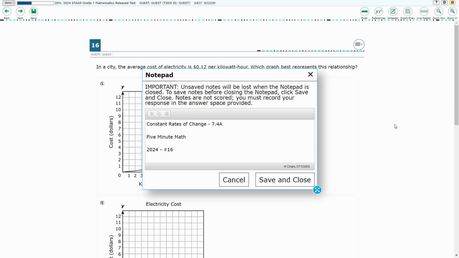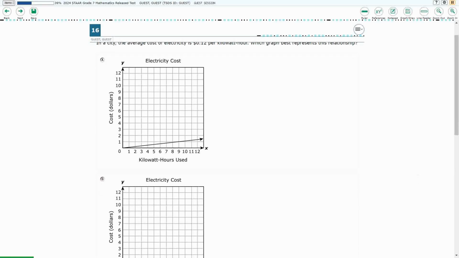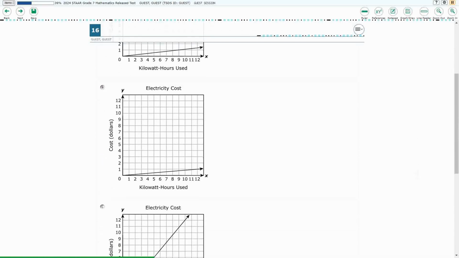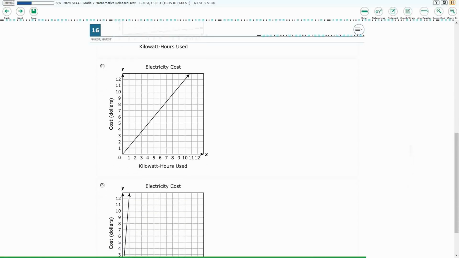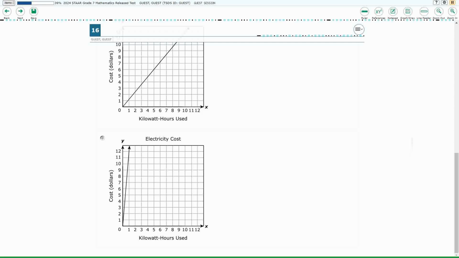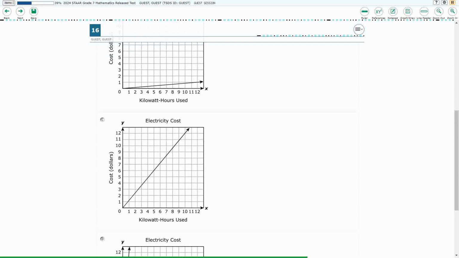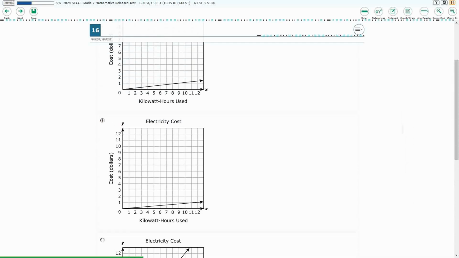Today we are looking at the 7th grade concept of constant rates of change. This is standard 7.4a in the great state of Texas, and we are using item number 16 off the 2024 released STAAR test. If you haven't done so already, please take a moment to pause the video, work this problem out on your own, unpause it, and we will look at our answers together.